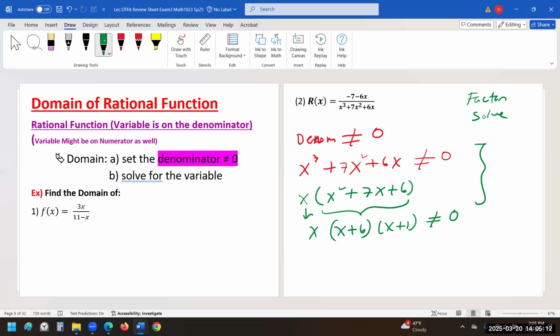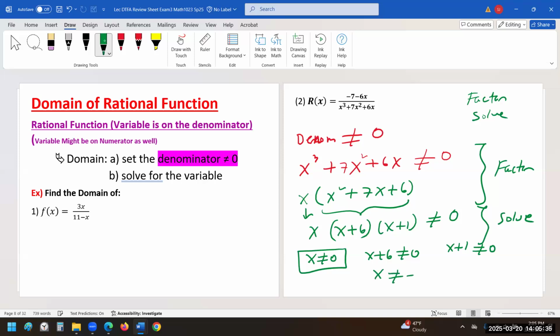So we factored here. This is factoring. And now we are going to do solving. To solve, we just solve like 0. x cannot be 0. x plus 6 cannot be 0. x plus 1 cannot be 0. This is already solved, we stop. This gives us x cannot be -6, and this gives us x cannot be -1.